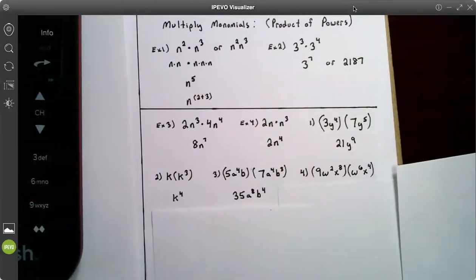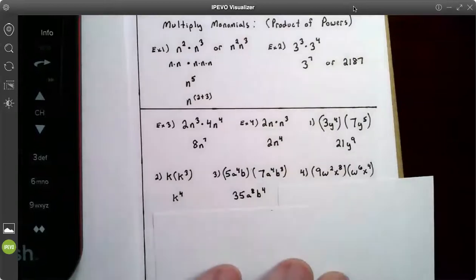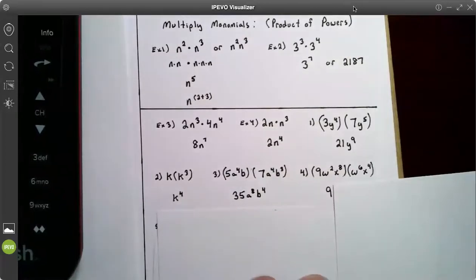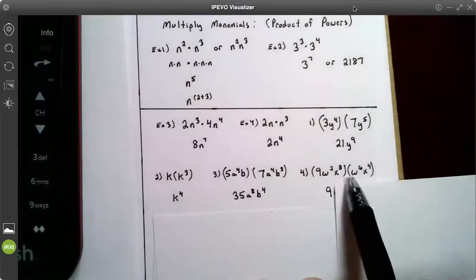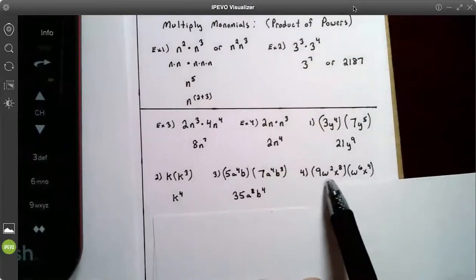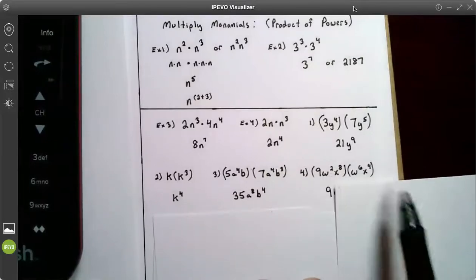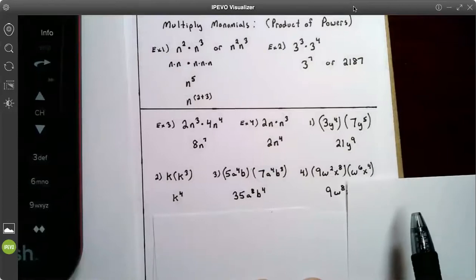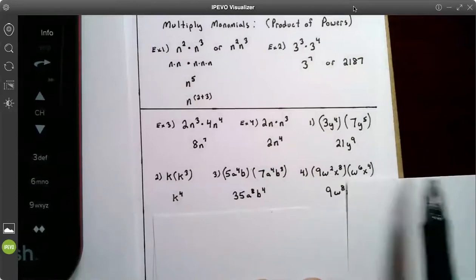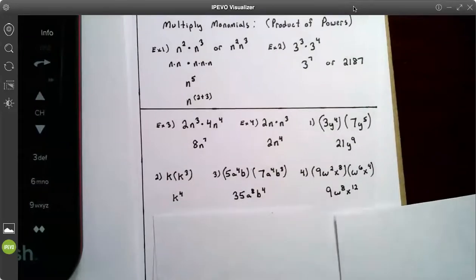Try number 4. Number 4 says 9w squared x to the 8th times w to the 6th x to the 4th. On my coefficients, I have 9 times 1, which is 9. On my w's, I have 2 plus 6 for a total of 8 w's. And on my x's, I have 8 plus 4 for a total of 12 x's.